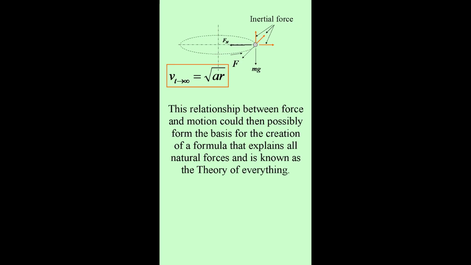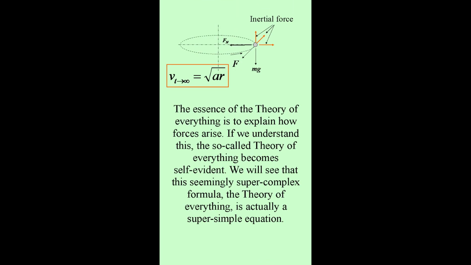This relationship between force and motion could then possibly form the basis for the creation of a formula that explains all natural forces and is known as the theory of everything. The essence of the theory of everything is to explain how forces arise. If we understand this, the so-called theory of everything becomes self-evident. We will see that this seemingly super-complex formula, the theory of everything, is actually a super simple equation.